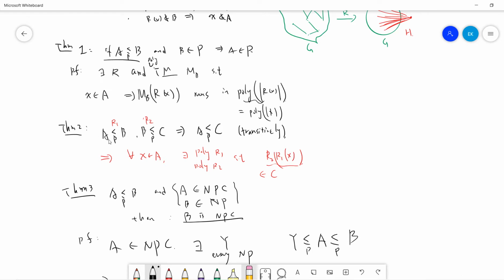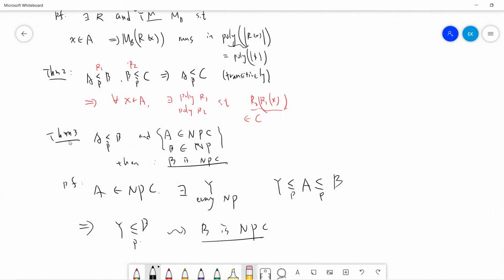Theorem 2: if A reduces in polynomial time to B, and B reduces in polynomial time to C, then A reduces in polynomial time to C. This is called transitivity. It's also trivial, because we have two polynomial reductions, so R2 composed with R1 of x belongs to C, since from the definition, the composition of polynomials is a polynomial.